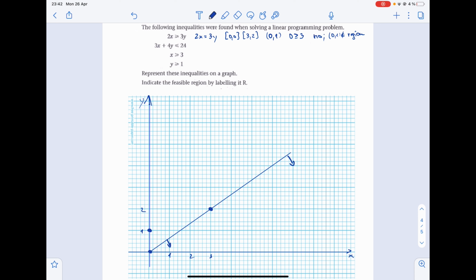Then I have 3x plus 4y equals 24. So 3x plus 4y is equal to 24. Identify 2 points. You can take the x and y intercepts, so 8, 0 and 0, 6. 8, 0, so 4, 5, 6, 7, 8. So that would be this point. And then 0 and 6, 3, 4, 5, 6.